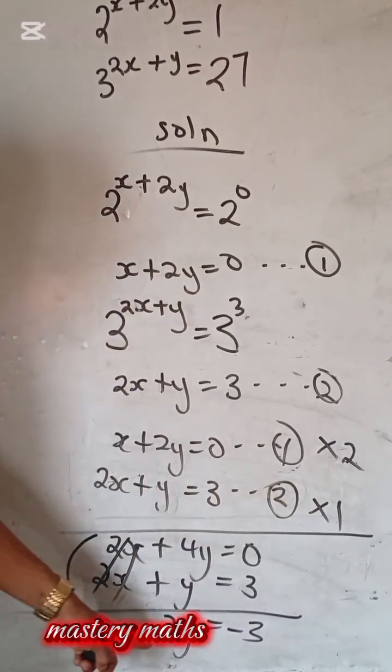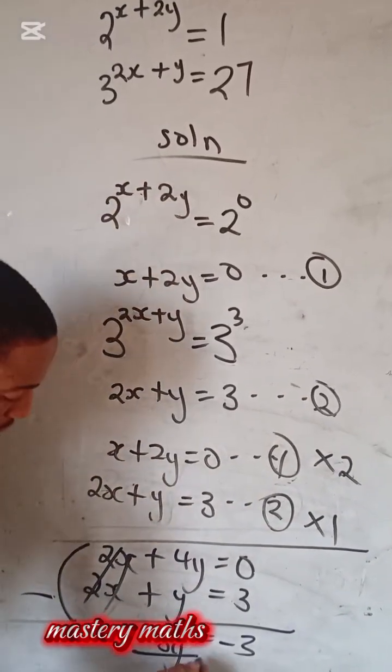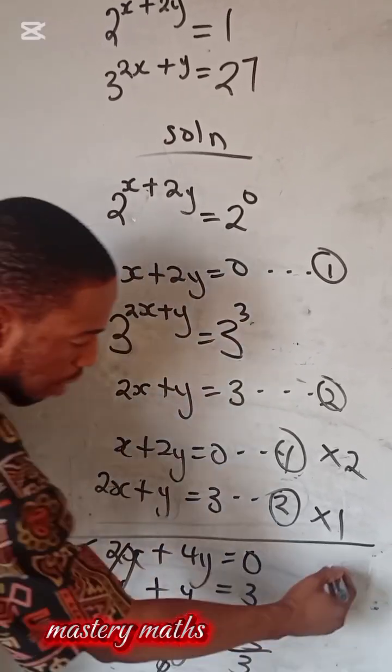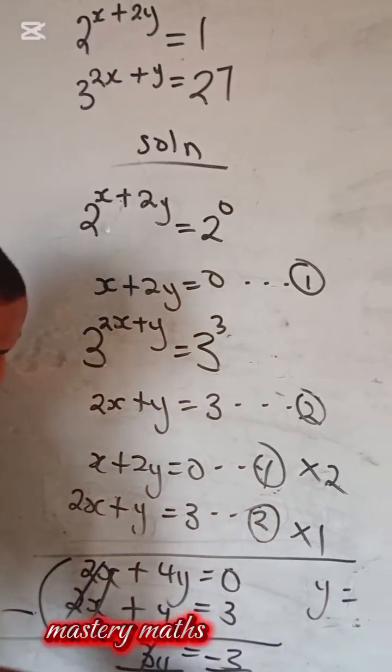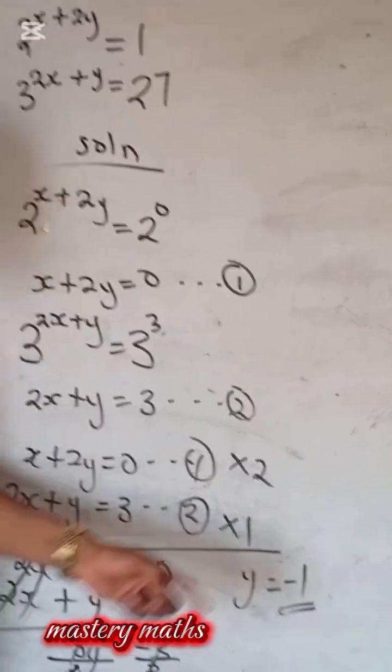Now we want to make y the subject of the formula. In order to do that, you divide both sides by 3. Divide both sides by 3. So 3 cancels out 3, you're having your y equal to, then 3 into minus 3 will give us minus 1. You see it now? You've got it, our y.